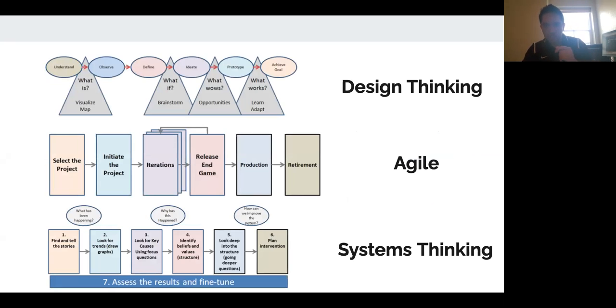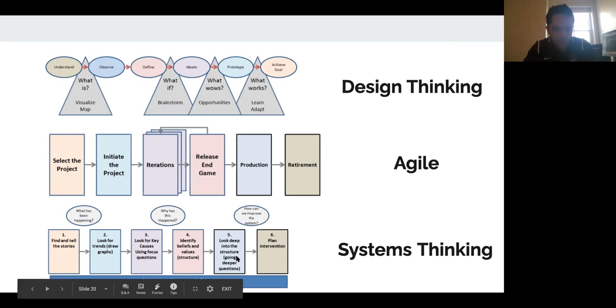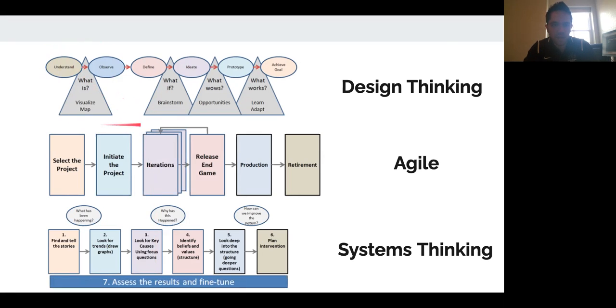So again, we have design thinking, and design thinking is a highly reflective design methodology. You have your design or visualize and brainstorm, but you can see that these three triangles here are where a majority of your time will take place, because this is where the majority of the steps and processes are. Just like for agile design, a majority of the time will be spent during iterations and the release endgame.